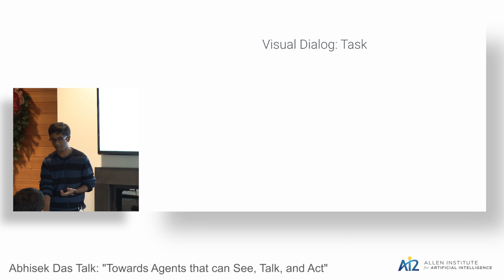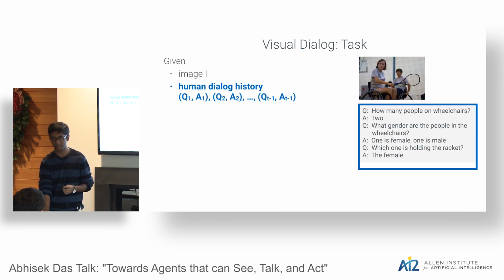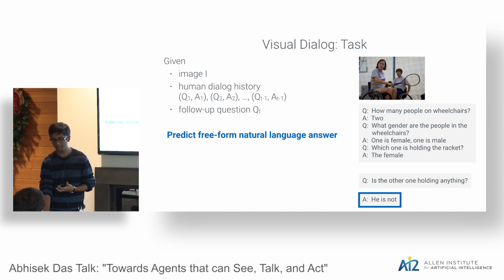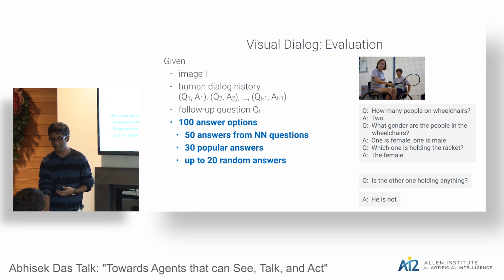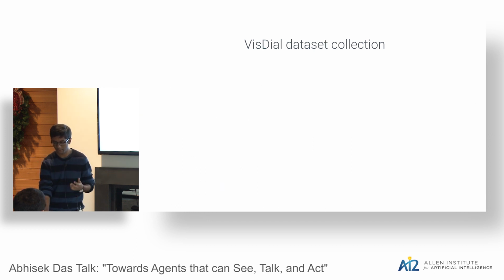So concretely, the task of visual dialogue is that given an image, a dialogue history consisting of a sequence of question-answer pairs and a follow-up question, the task for the machine is to predict a free-form natural language answer. The way we evaluate models for this task is that given 100 answer options consisting of nearest neighbors, popular and random answers from the data set, the machine is evaluated on how well it ranks the ground truth answer in that list.